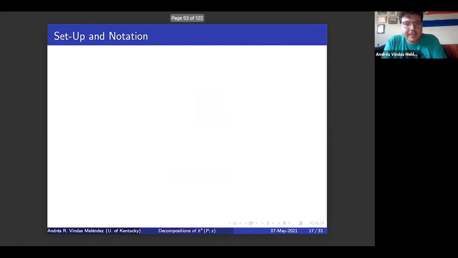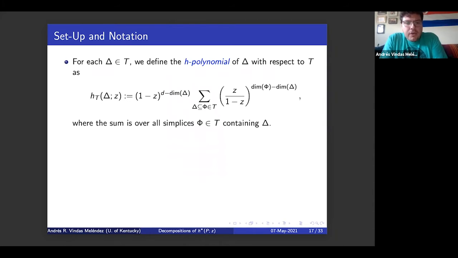No? Okay, I'll continue. Another thing that I need is this H polynomial. For each simplex in my triangulation, we define the H polynomial with respect to the triangulation as follows. I don't really want to say much about it other than this exists. If you are familiar with H polynomials, this is in fact the H polynomial of the link. But what is this polynomial doing? It's keeping track of the information, kind of like the topology of my triangulation.